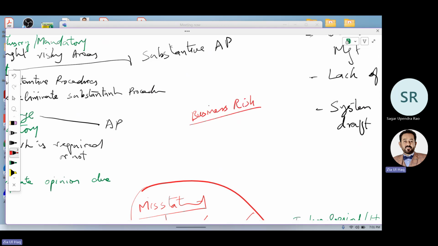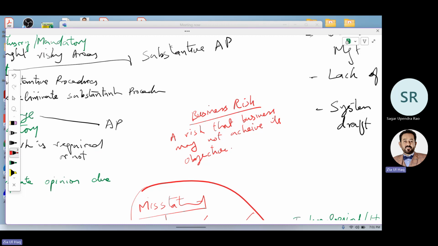With business risk, a risk that business may not achieve its objective. A risk that business may not achieve its objective. Main problems of the business are called business risk.